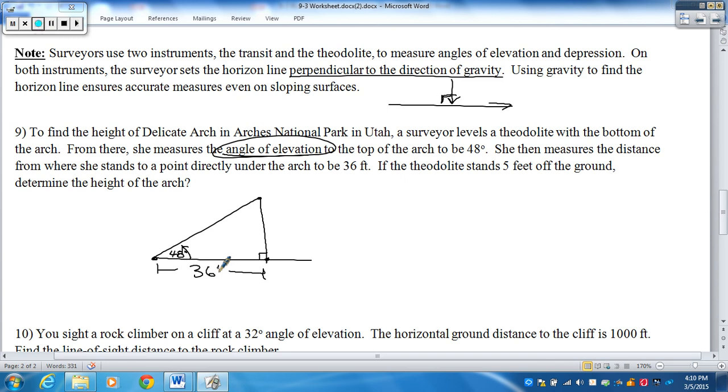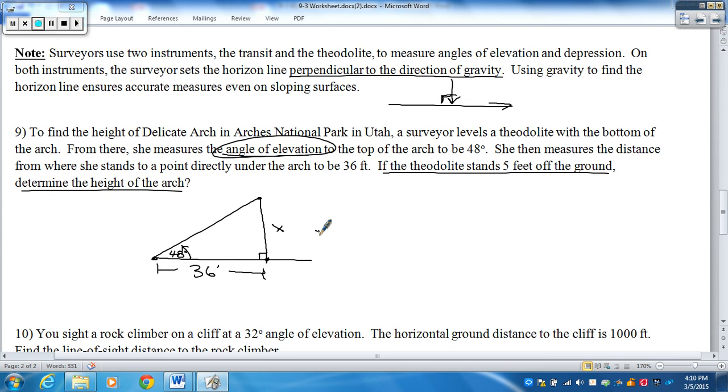Now, this is actually going to play into our final answer, but it's not important for right now. We want to determine the height of the arch. In order to do that, I'm going to go ahead and put X right there. Now, I think that you guys have enough information. You should be able to choose your correct trig function and be able to solve for X.